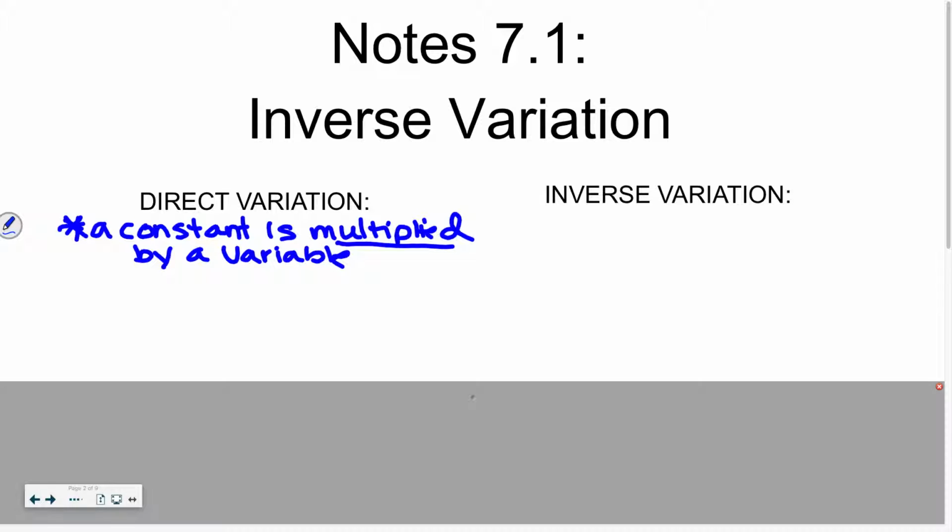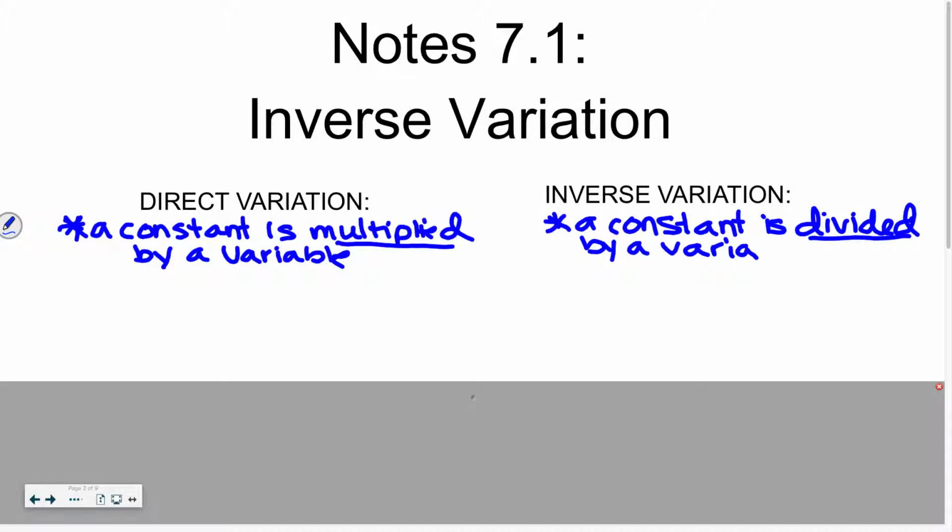Great. Isn't it just called indirect variation? It's called inverse. I didn't name them. It is possible, I suppose, in some textbooks that they would use the phrase indirect, but ours uses inverse. So I want you to be comfortable with that.